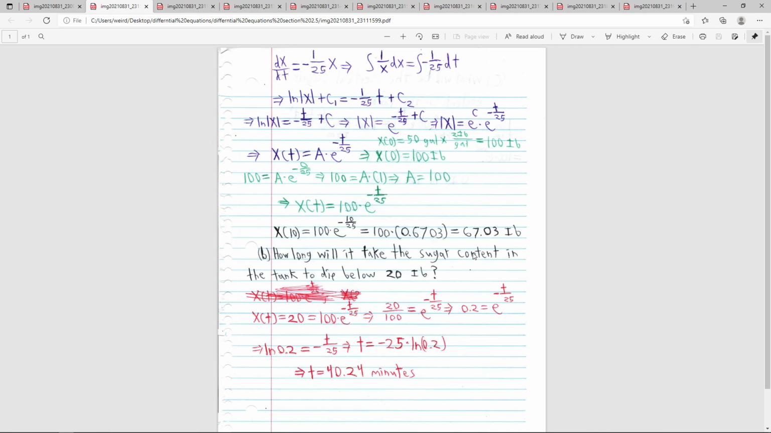How long will it take the sugar content in the tank to dip below 20 pounds? Like the last one, we solved this. x of t equals 20. What does t equal? So we solve for t. 20 equals 100 times e to the negative t/25. And you get 40.24 minutes.